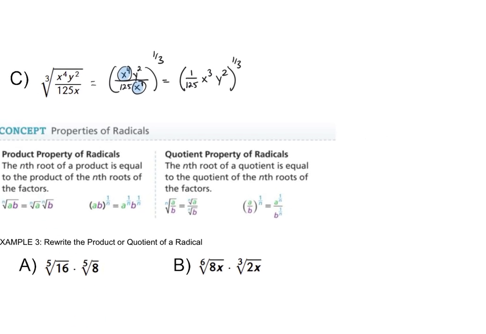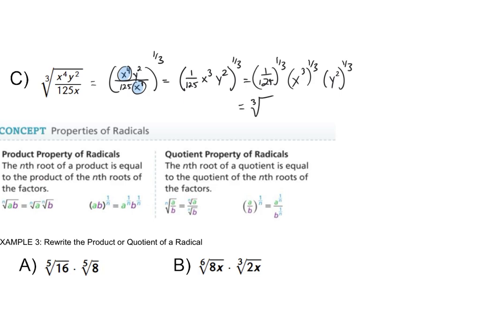Now I'm going to distribute that 1/3. I'm going to have 1 over 125 to the 1/3. I'm going to have x to the 3rd to the 1/3. And I'm going to have y squared to the 1/3. 1/3 is a cube root.